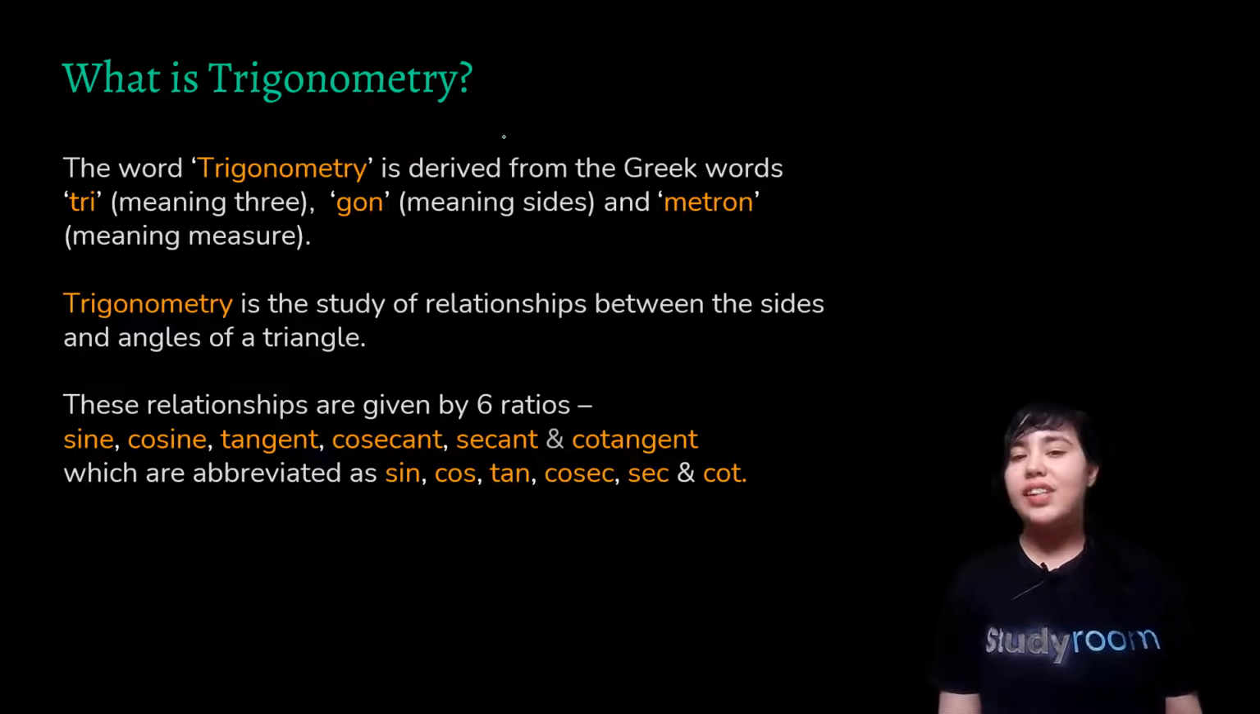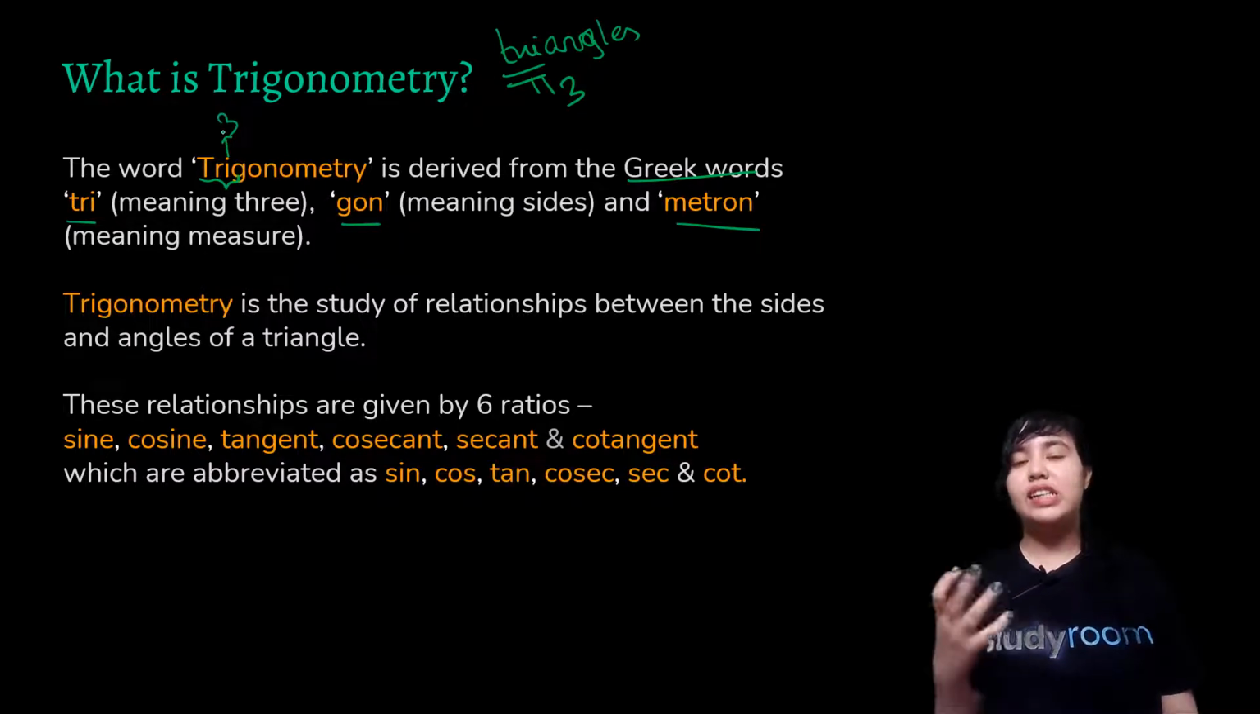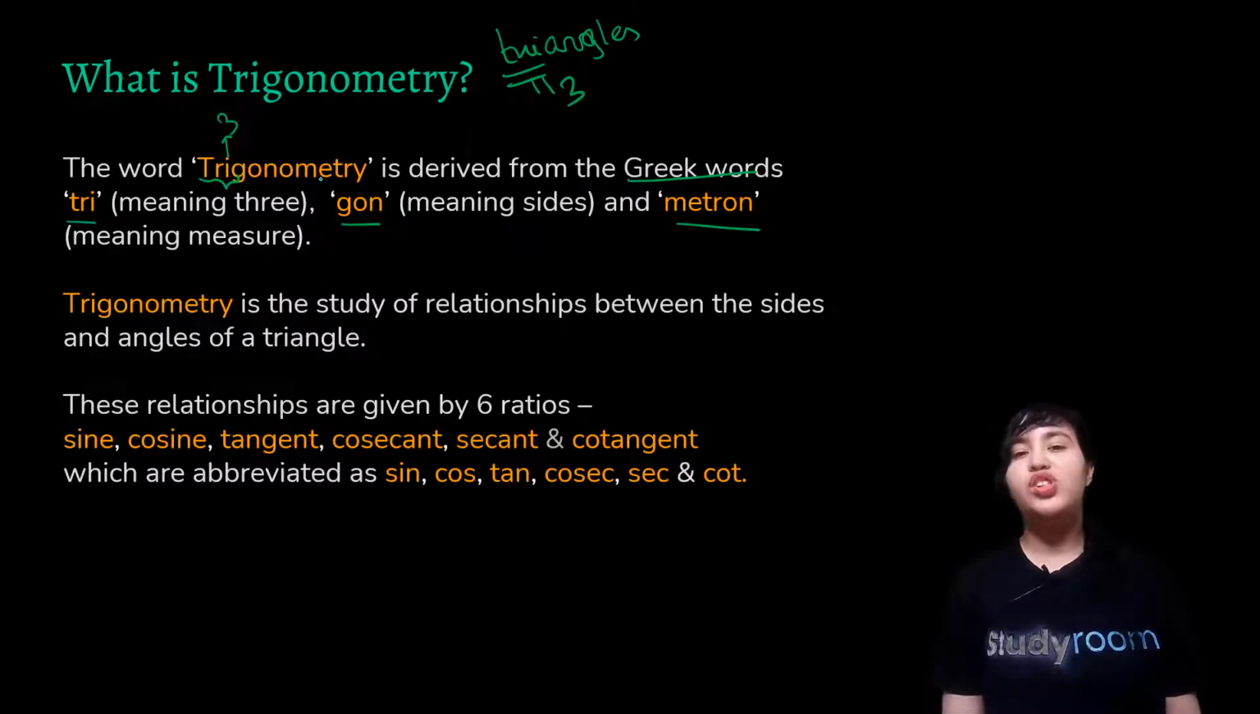It is derived from the Greek words tri, gon and metron. Now I told you that whenever we make use of the word tri, like in triangles, it always refers to the number 3. So tri means 3. So from here you can get an idea that this branch of mathematics specifically deals with triangles, and to be more precise, with right angled triangles.